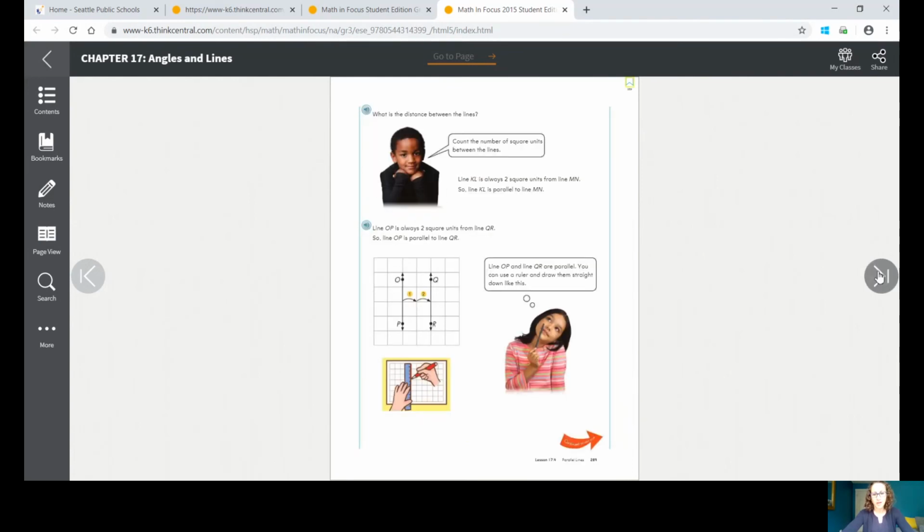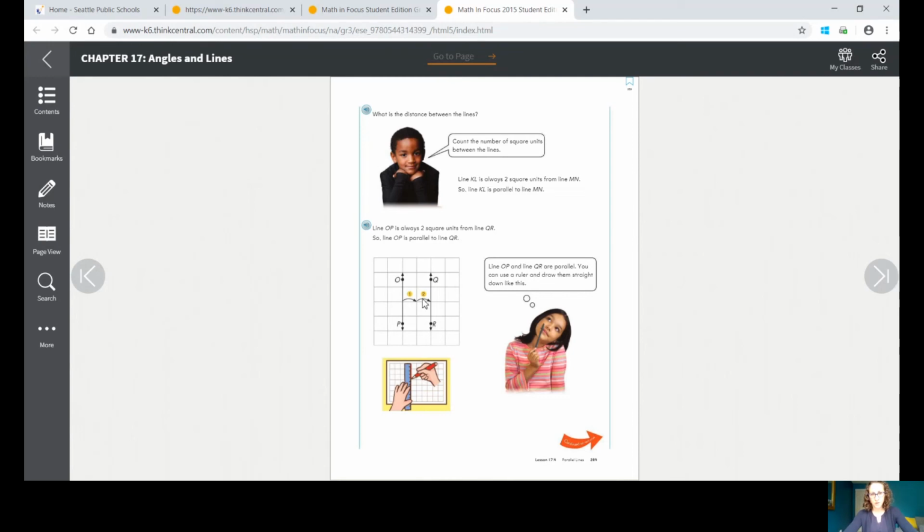Next page, 289, it says, what is the distance between the lines? So he says, count the number of square units between the lines. Line KL is always 2 square units from line MN, so line KL is parallel to line MN. Line OP is always 2 square units from line QR, so line OP is parallel to line QR.